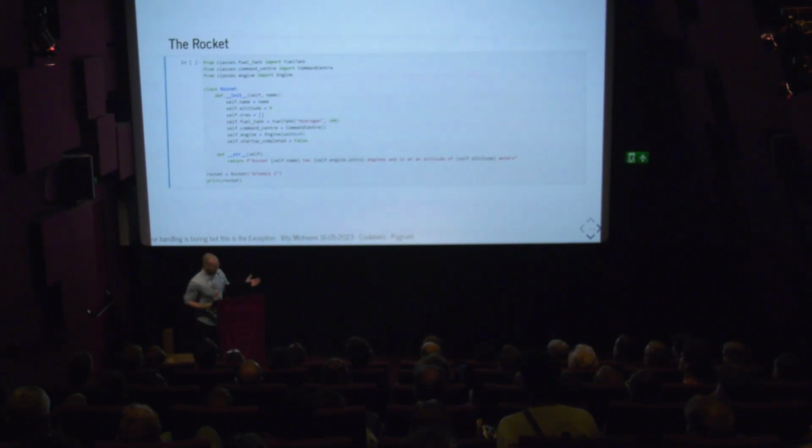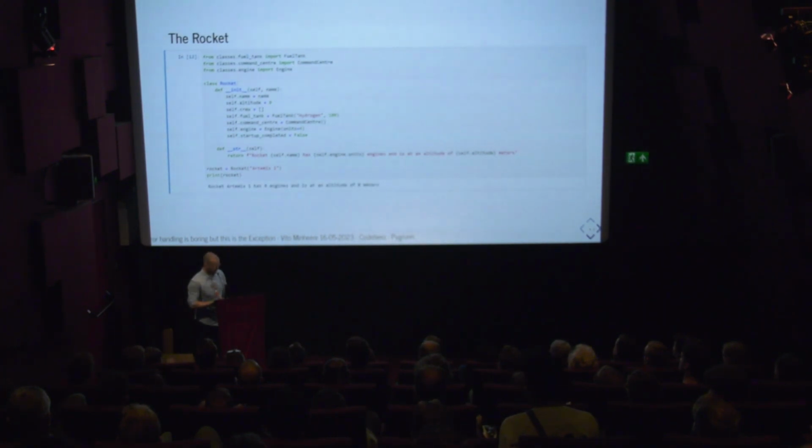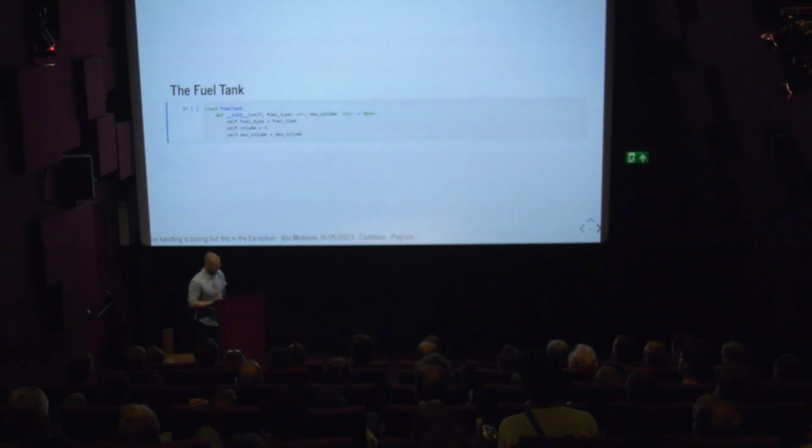Here is some quick code. We have a rocket class. It does some things. It has a fuel tank, which we will get into and see that it is the rocket Artemis 1, which is an actual NASA rocket. I called it Falcon first, but that is SpaceX, and we wouldn't want to mix those up. So here we have a fuel tank. It has a type, a volume, and a max volume.